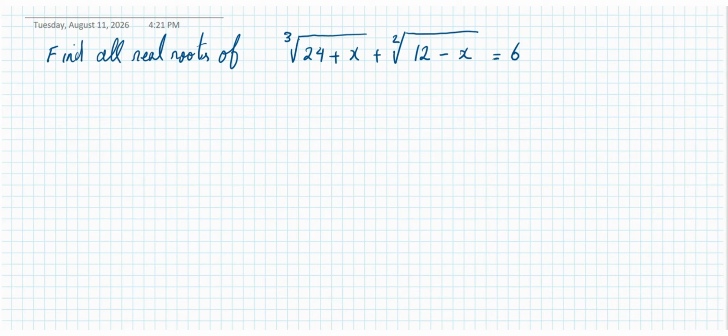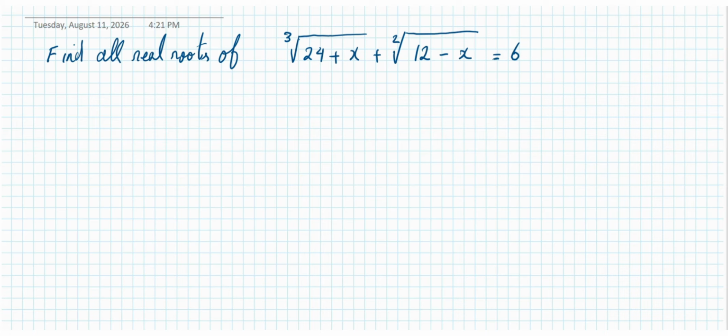We want to solve this equation for all real roots, and the equation is the cube root of 24 plus x plus the square root of 12 minus x equal to 6.